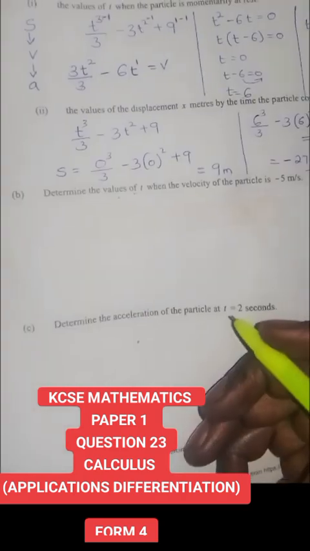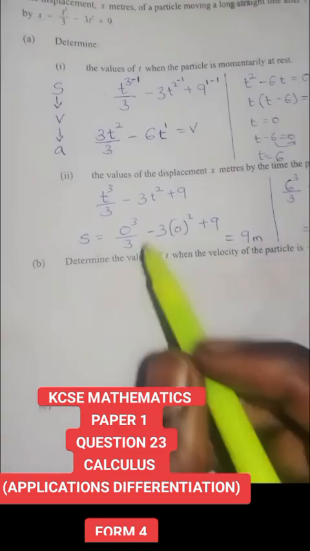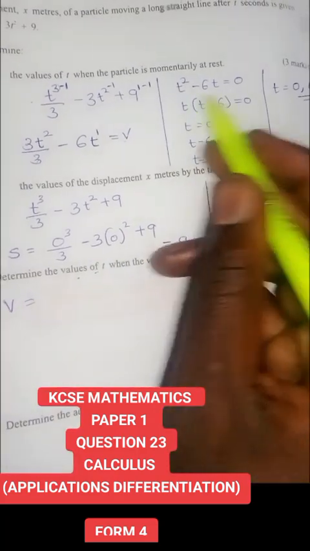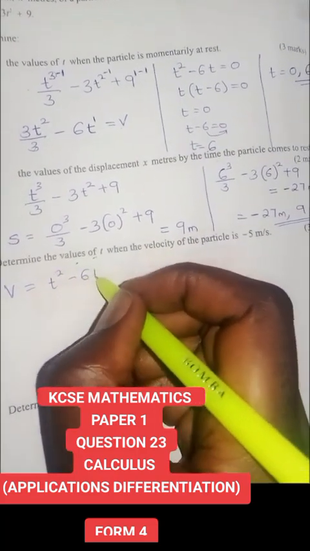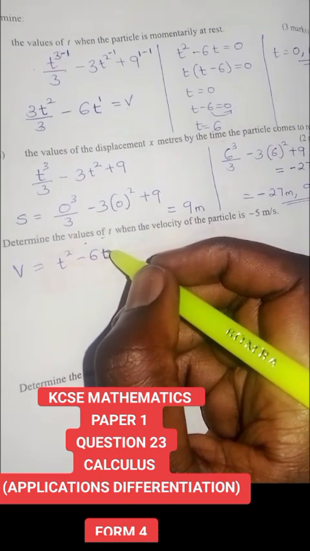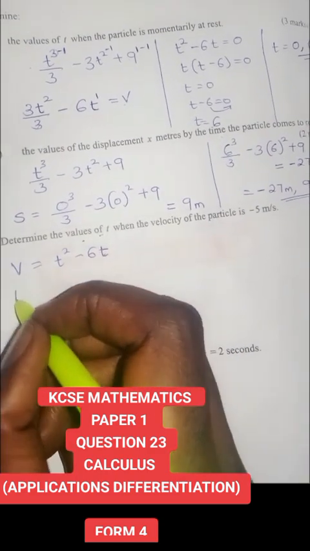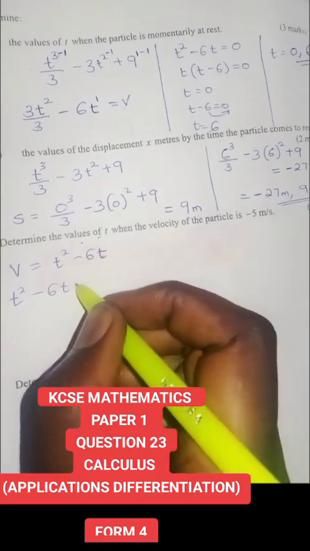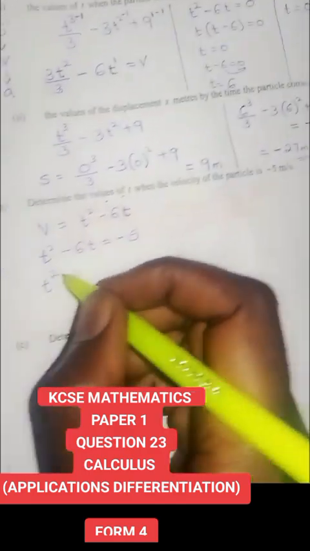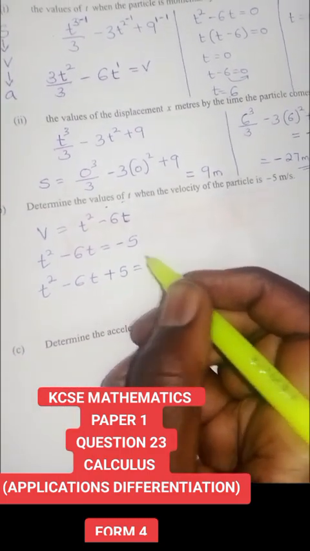Now, next one, determine the value of t when the velocity of the particle is negative 5. We have the equation for velocity here, where we said that the velocity is equal to, from this part, t squared minus 6t. That is the equation for the velocity. Therefore, when the velocity is negative 5, we take t squared minus 6t, and we say velocity, in this case, is negative 5. So if you bring this one in, we are going to have minus 5 to be a positive 5.